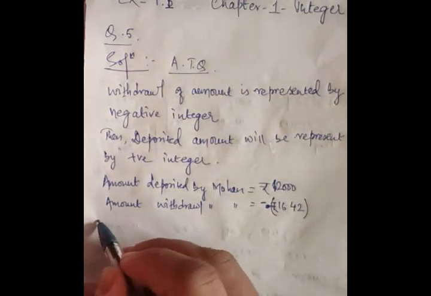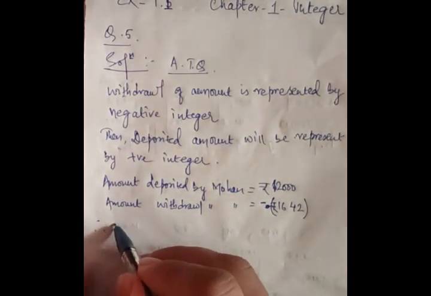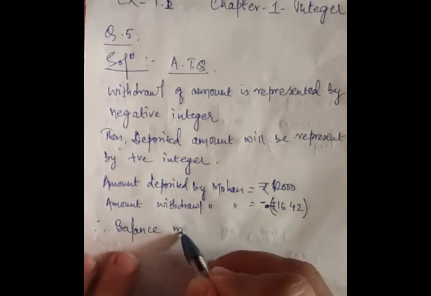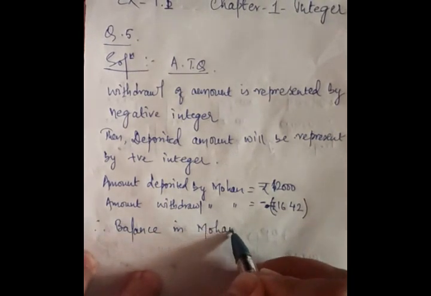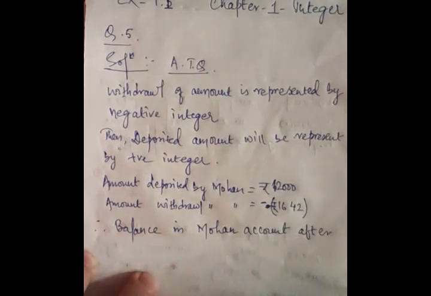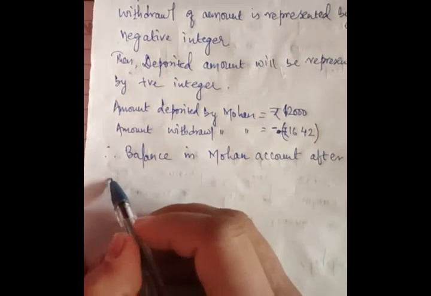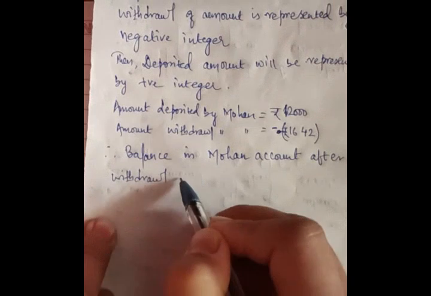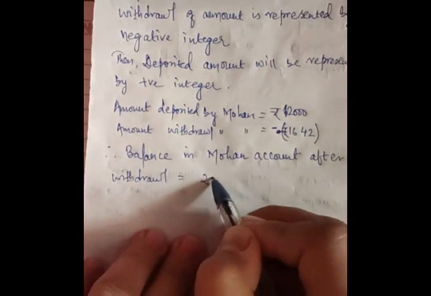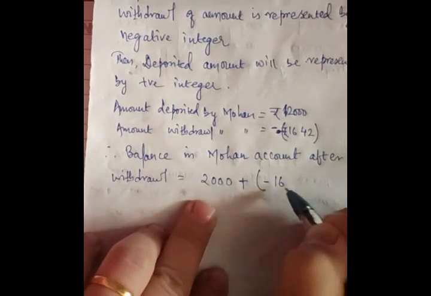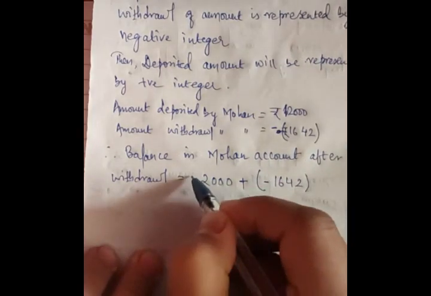So therefore balance in Mohan's account after withdrawal is equal to how much? 2000. First of all, he has deposited, plus, and then minus 1642. It will be how much?